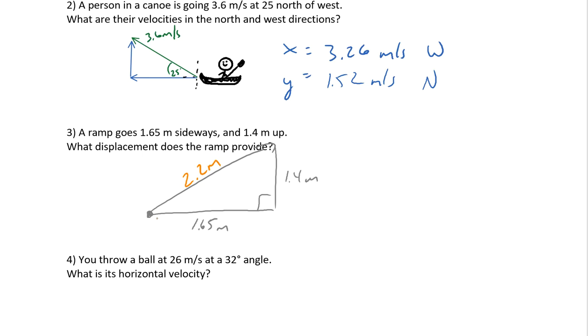We'd also want the angle from where we started from, which is right there. So we've got the 1.4 and the 1.65, and tan theta would work really nicely. And we get an angle of around 40 degrees. So if you went from down here and traveled up this ramp, you would get a displacement of 2.2 meters at 40 degrees, just like that.